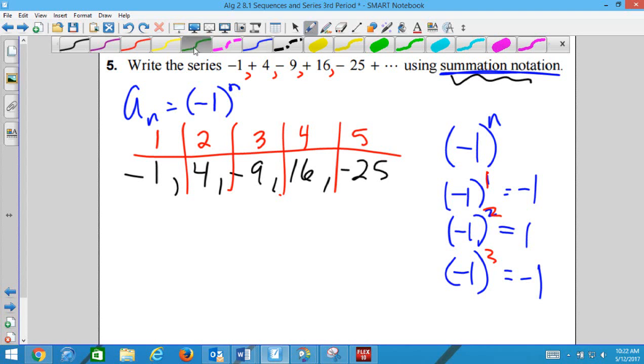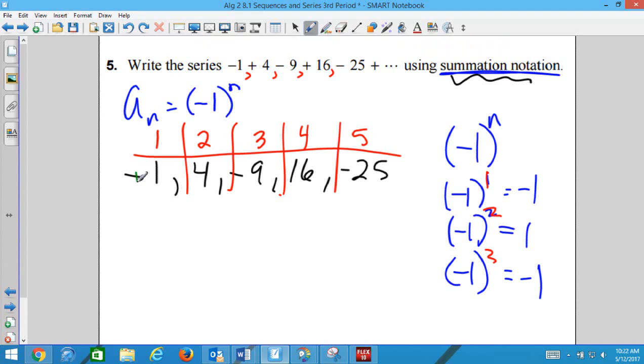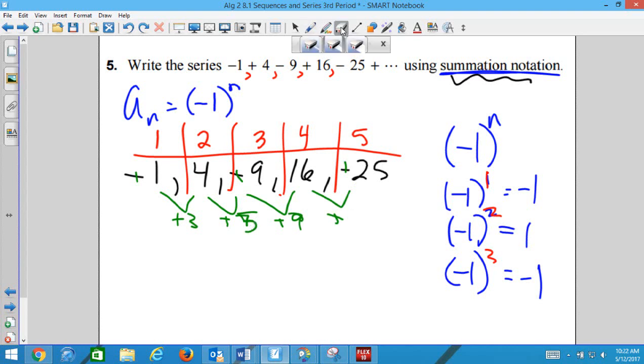So now what I'm going to do is look at these numbers, but only look at the positive versions because I've already taken care of the sign switches. Let's just look at a positive version. So this is plus 3, this is plus 7, this is plus 9, this is plus 5, I know what they're supposed to be.